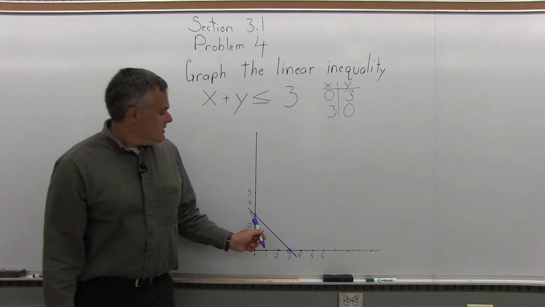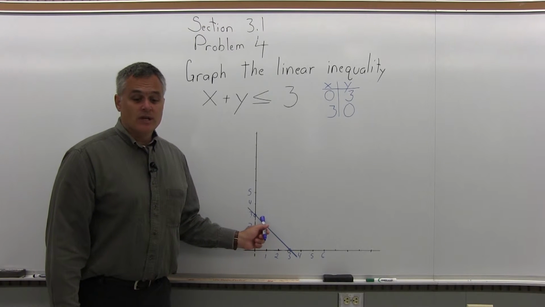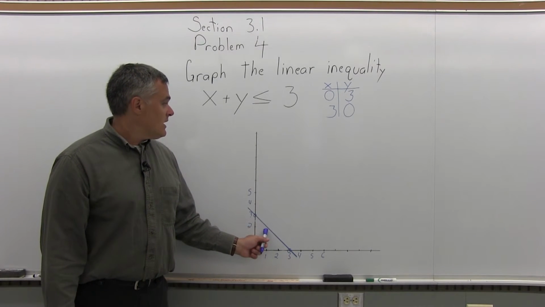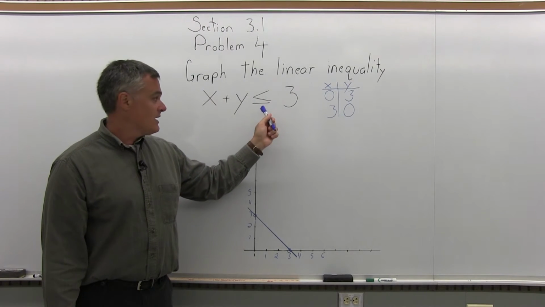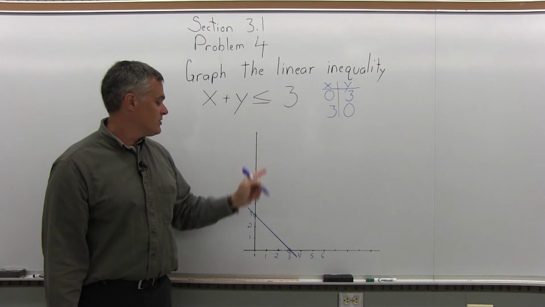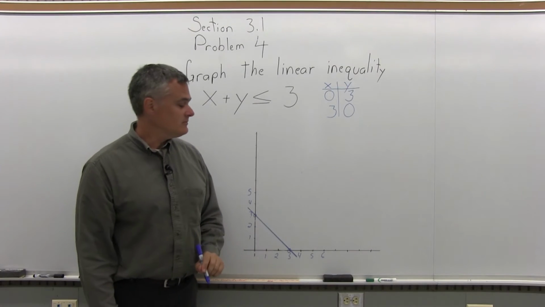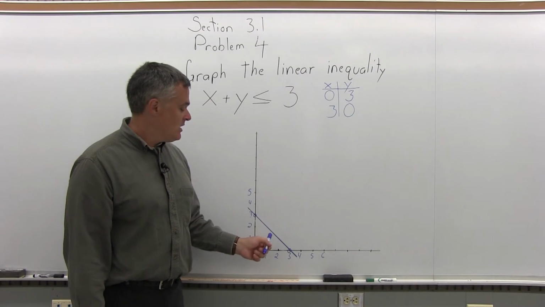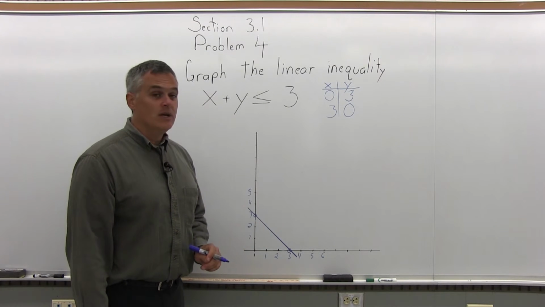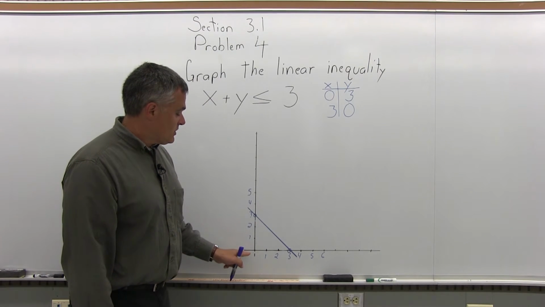So step 3, connect the 2 points with a straight line. There it is. I use the solid line for this because I have the or equal to in my linear inequality. If I did not have the or equal to, this would be a dashed line. And the final step, step 4, determine which half of the graph I need to shade, below the line or above the line. To do that, choose a test point that's not on the line.